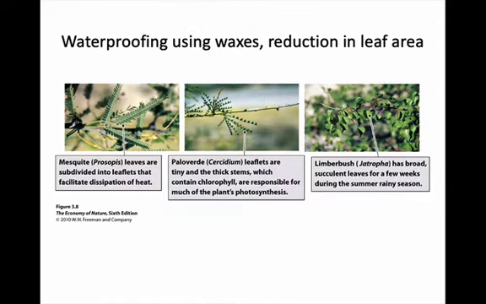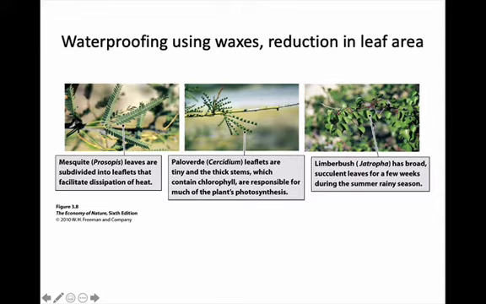Other kinds of adaptations include waterproofing and reduction in leaf area. Here you see 3 desert plants that take different approaches. You have mesquite and palo verde and jatropha. Mesquite and palo verde have these tiny little leaves, and they also have green stems. Now, the tiny little leaves reduce the area through which water loss occurs. The green stems ensure that some photosynthesis occurs in the stems rather than the leaves. And the stems are protected from water loss by much thicker and tougher plant tissues.